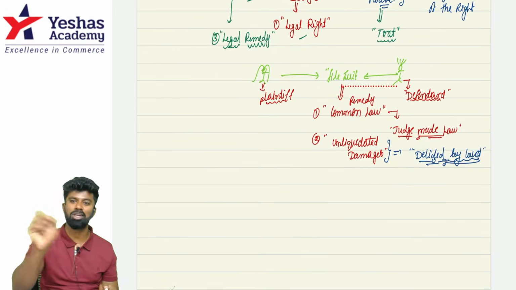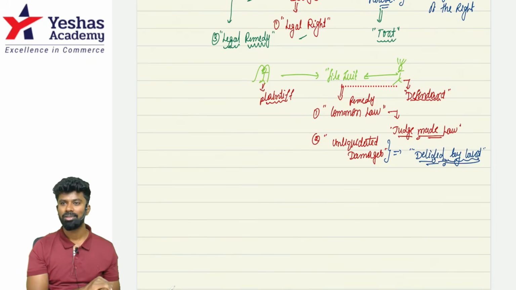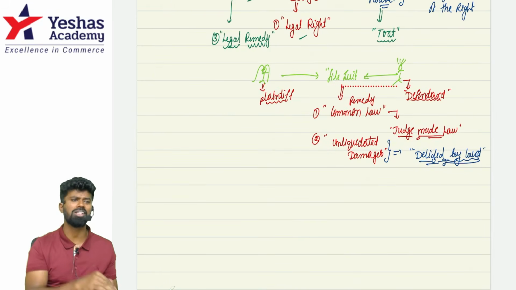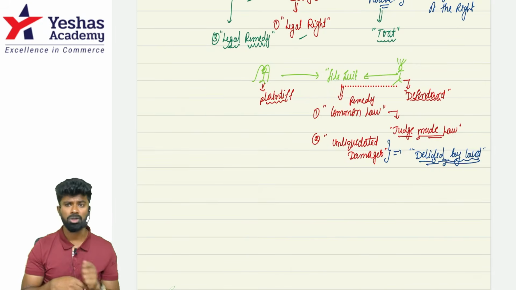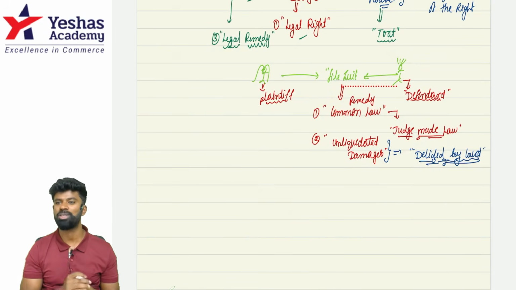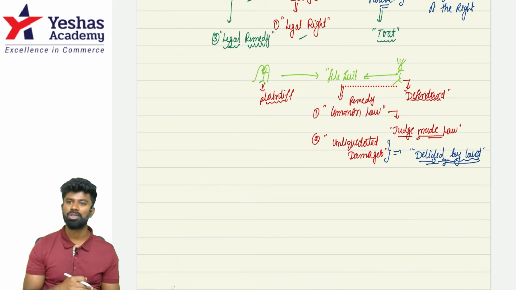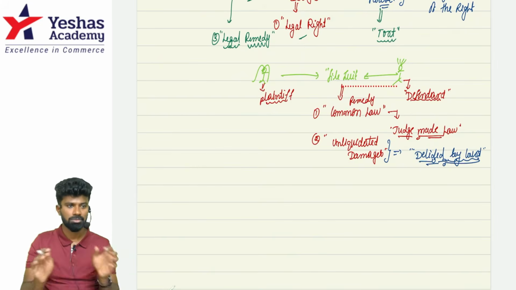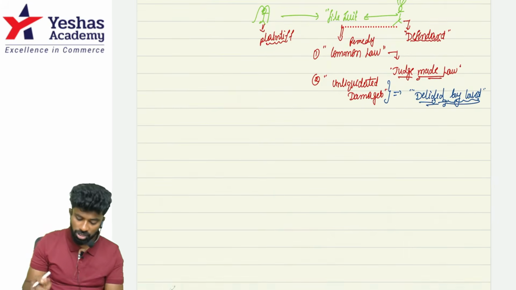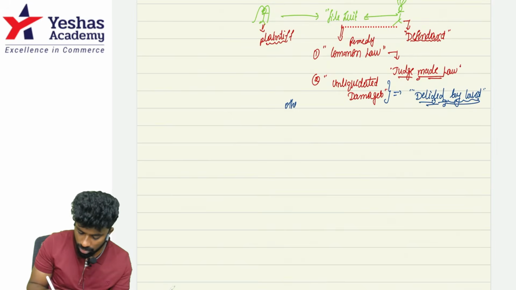But all civil wrongs are not tort. There are civil wrongs which are not called tort. Example, breach of contract. That is also a civil wrong. I made a promise to you, and if I don't keep up the promise, it is called breach of contract. Breach of contract is also a civil wrong.